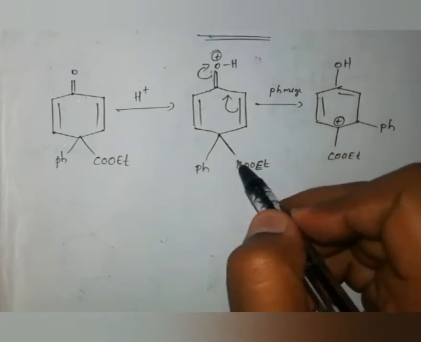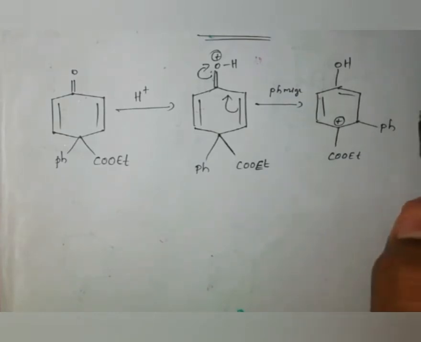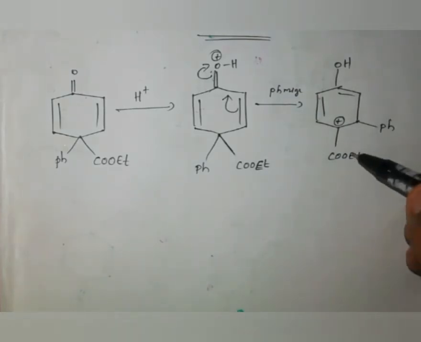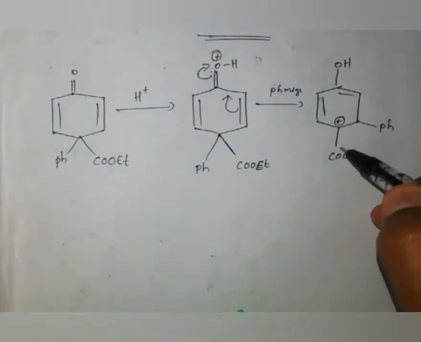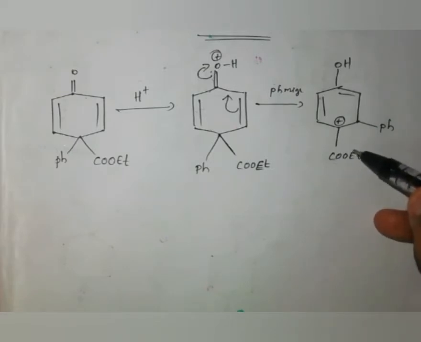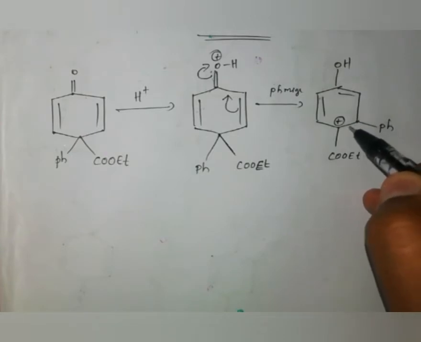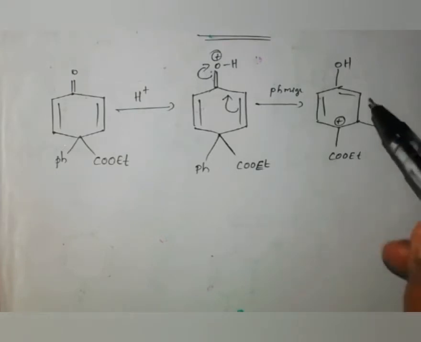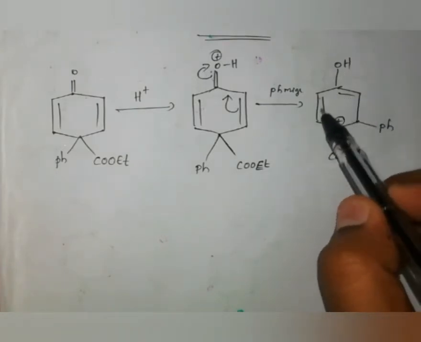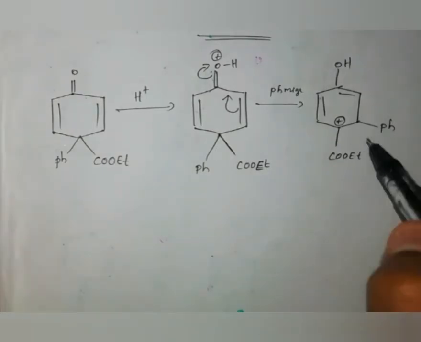Okay, if this phenyl gets migrated, this is the carbocation form. We can see here the COOEt. This is a carbocation destabilizing group. That is, it is a withdrawing group, and when a withdrawing group is present at a carbocation, the carbon bearing positive charge, it becomes an unstable one. That is, this particular group destabilizes this carbocation. So if phenyl migrates, this is the carbocation formed, so this is not preferred in this case.